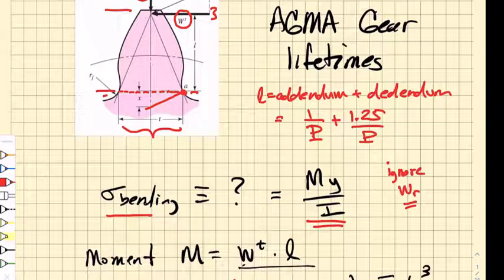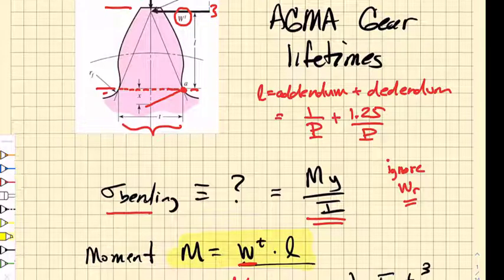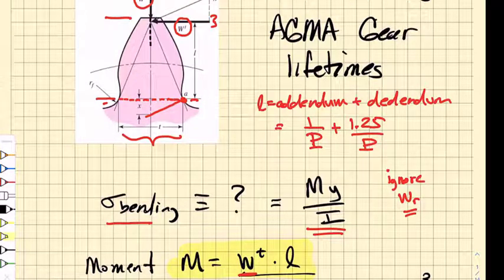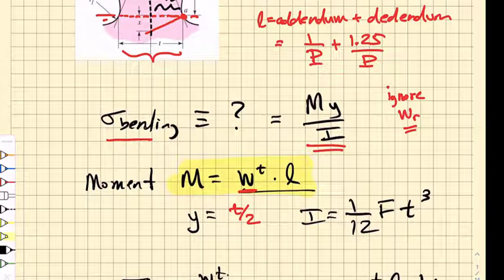Now, the moment generated by that tangential force, WT, is just going to be equal to WT times the moment arm, L. Furthermore, the height above the neutral axis, if you look at this geometry, our neutral axis is going to run down the center of the tooth. And so if we call the bottom width of the tooth t, then we are at a height t over 2 above the neutral axis. And so when we do our bending stress calculations, in our My over I formula, we're going to let y equal t over 2, and our I is just going to be related to this rectangular cross-section of the tooth.